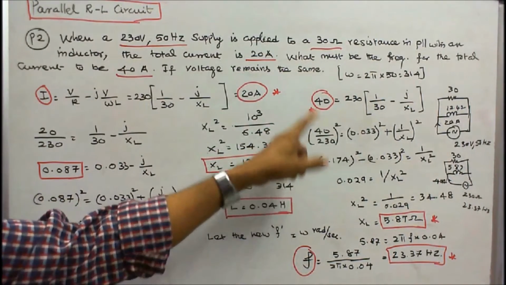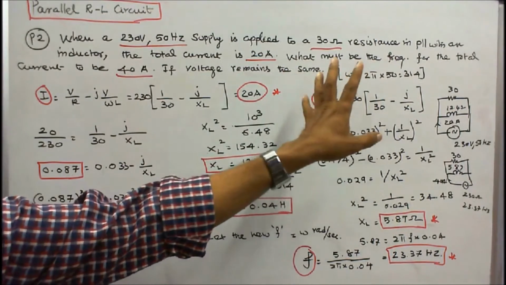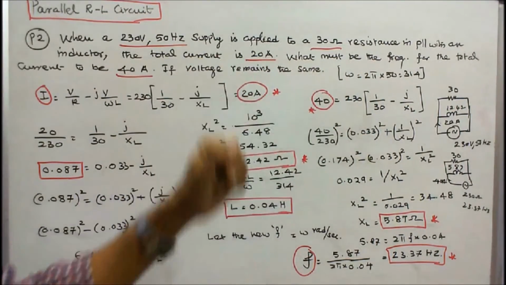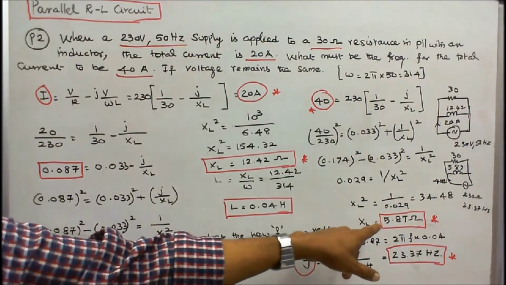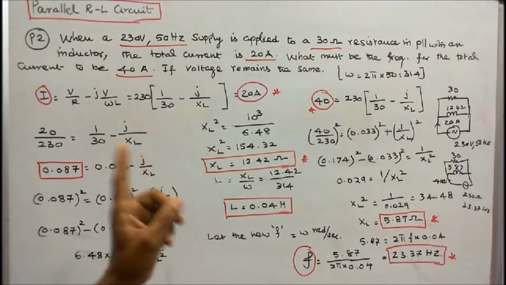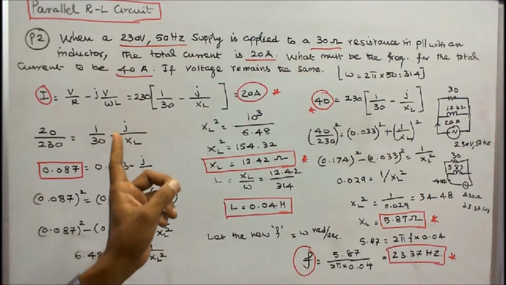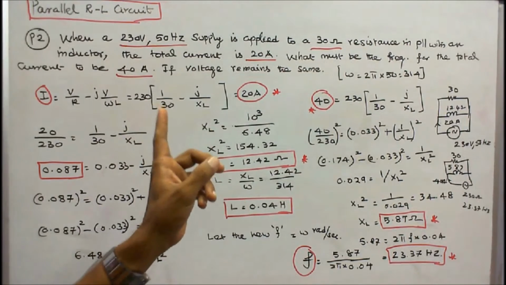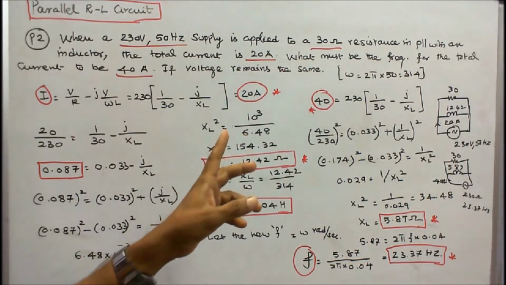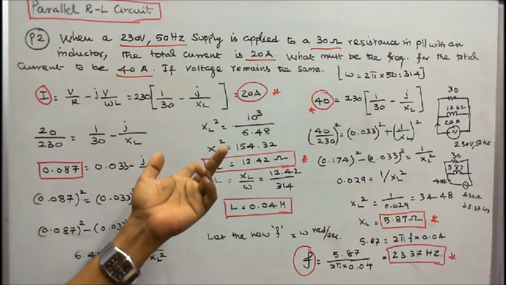40 by 230, the whole square, is equal to 0.033 the whole square plus 1 by XL the whole square. I can find XL. Here XL is equal to 5.87 ohms. XL is equal to 2 pi f into L. Frequency is directly proportional to XL. When XL increases, frequency increases, or frequency is more. When frequency is less, XL will become less.